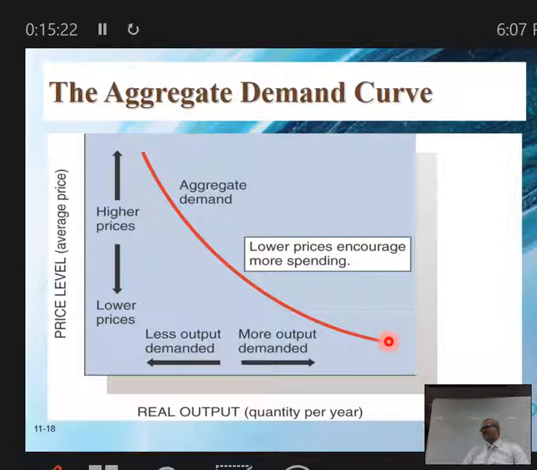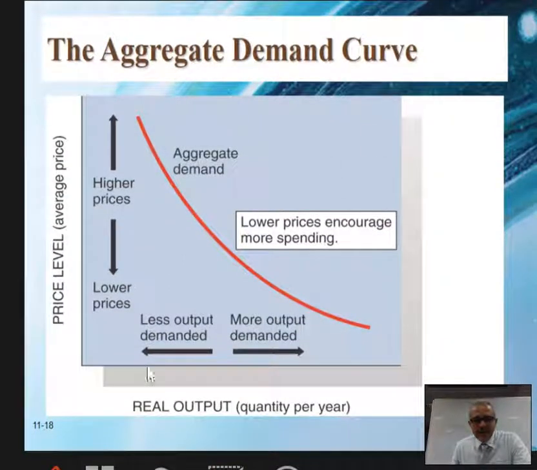Demand curve. Almost the same. Lower prices will encourage more spending. So if the general prices are low, people will buy more of all of the things. So same thing as the demand curve.